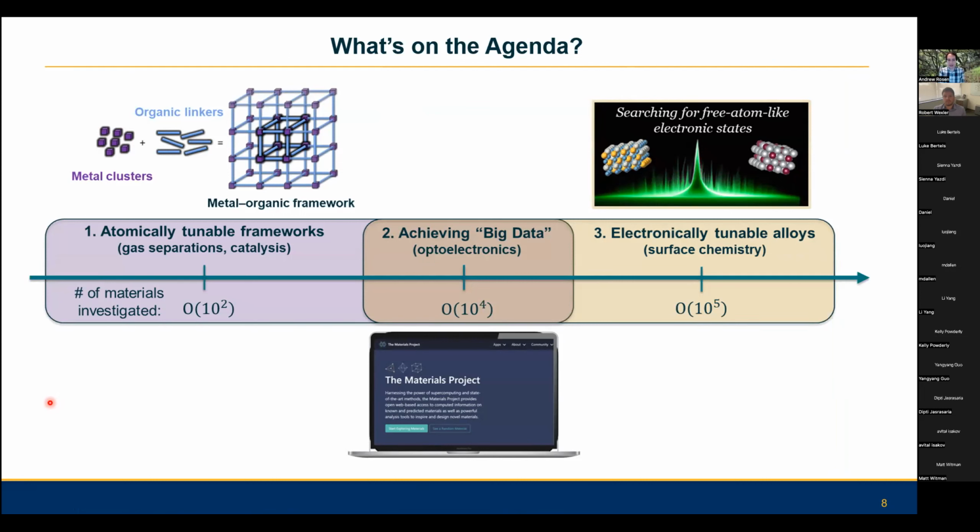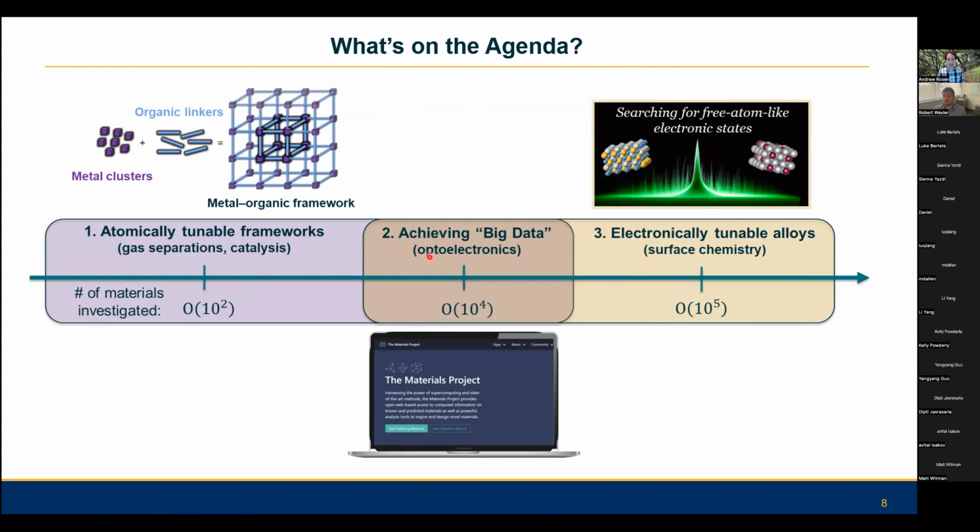Specifically, I'll talk about 3 different areas. First, I'll talk about atomically tunable framework solids, of which I'll be discussing metal organic frameworks for gas separations, although I also worked on the area of catalysis. And then I'll talk a bit about optoelectronic applications. And then finally, switching gears a little bit to focus on surface catalysis on alloys.